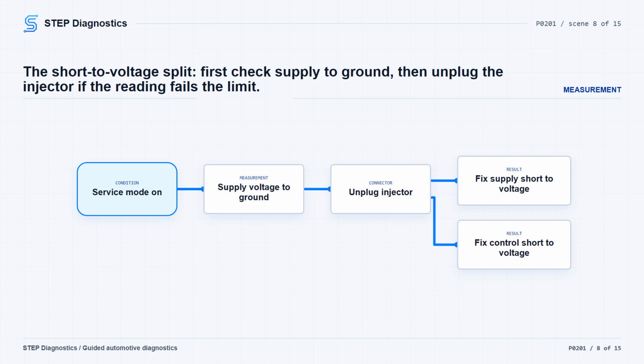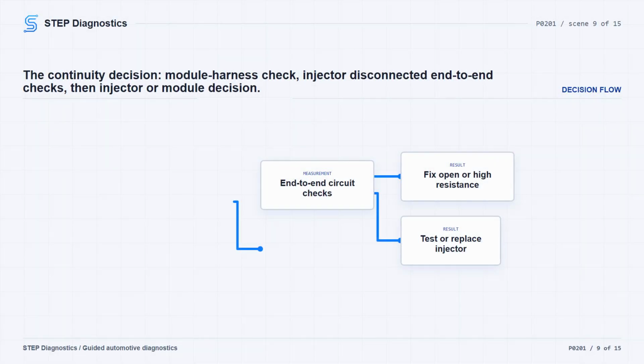If the first voltage check is already less than 1V, turn ignition off and test between voltage supply and voltage control at the control module harness. The expected result is less than 3 ohms. If it is 3 ohms or greater, disconnect the injector and check both circuits end-to-end from the control module harness to the component harness. Each circuit should be less than 2 ohms.